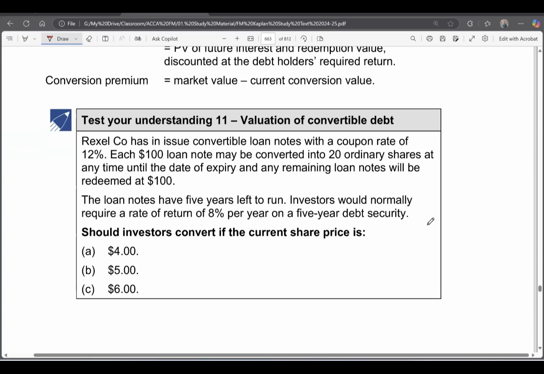Rexel Co. has in issue convertible loan notes with a coupon rate of 12%. Each 100 loan notes may be converted into 20 ordinary shares at any time until the date of expiry, and any remaining loan note will be redeemed at 100. So the investor has a choice to convert into shares anytime, or they can redeem the $100 back. The loan notes have 5 years left to run. An investor would normally require a return of 8% per year on a 5-year debt security. Should the investor convert if the current share price is $4 or $5 or $6?